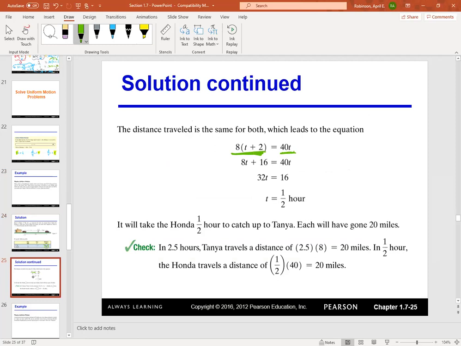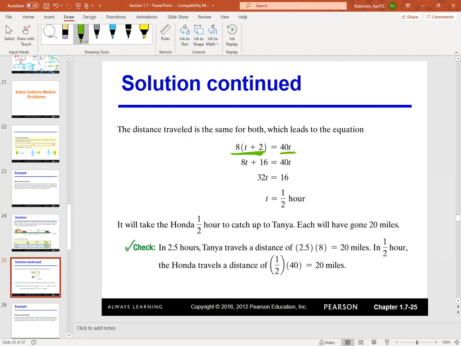Then they distributed. Then it looks like they subtracted 8t and switched sides, and then they divided by 32, and it was a half an hour. So it'll take the Honda a half an hour to catch up to Tanya. And each will have gone 20 miles.